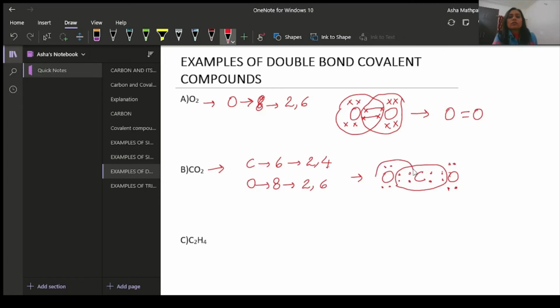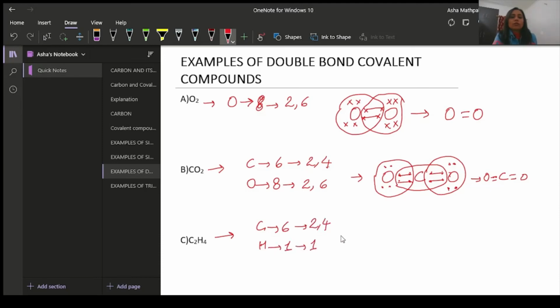This oxygen will take 2 from carbon on this side, and the other oxygen will take 2 from this side. So again we are seeing that there is a sharing of 2 pairs of electrons among the atoms. So it is again a double bond covalent compound.